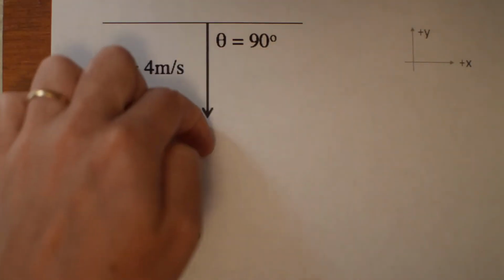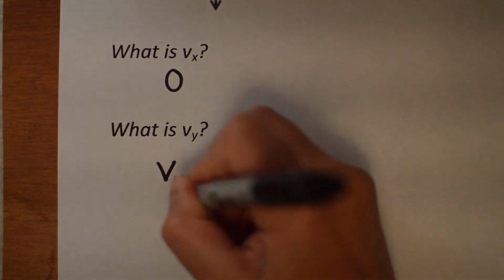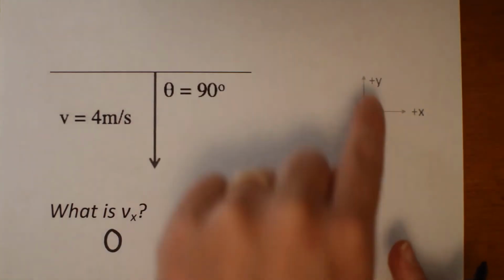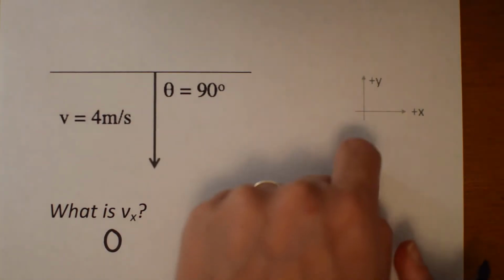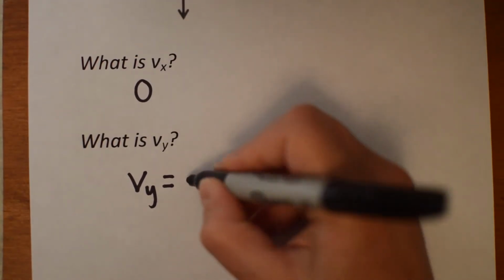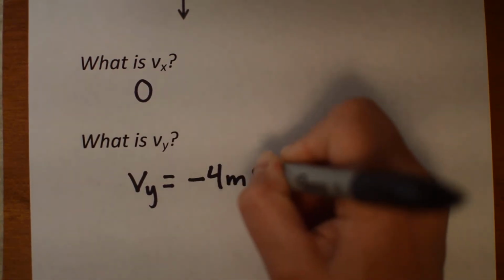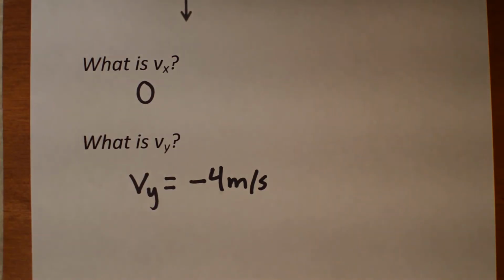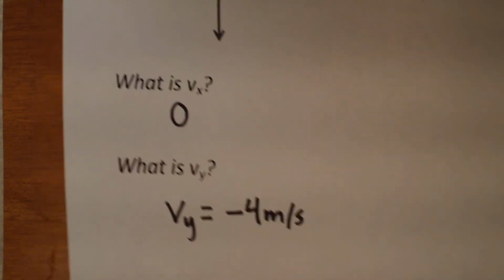Looking at it, notice that it's down. So this is the case where you have to watch out. Vy is down. Our coordinate system is y is positive up, so y is negative down. That means Vy must be negative 4 meters per second. That negative is the one telling you that it's down. Do one more.